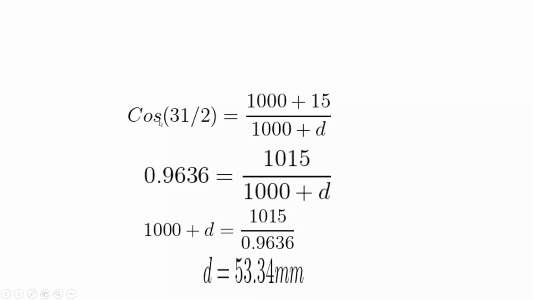Remember one thing, please note it down: whenever you calculate this value, your calculator should be in degree mode, right? 31 by 2, 15.5 in degree, right? If your calculator is in radian, then this value will be different and your answer will be wrong. So please use the scientific calculator properly for GATE, right? So from this you get d is equal to 53.34 mm. This is the final answer.